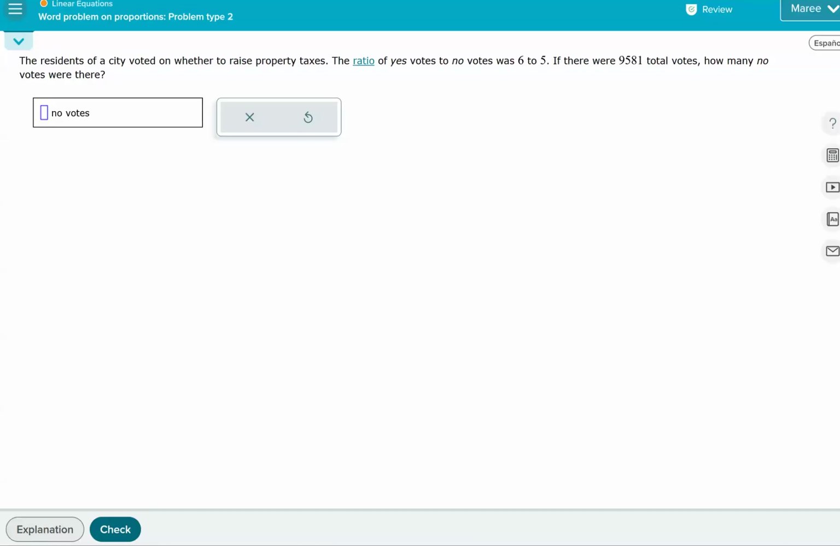So the residents of a city voted on whether to raise property taxes. The ratio of yes votes to no votes was 6 to 5. If there were 9,581 total votes, how many no votes were there?